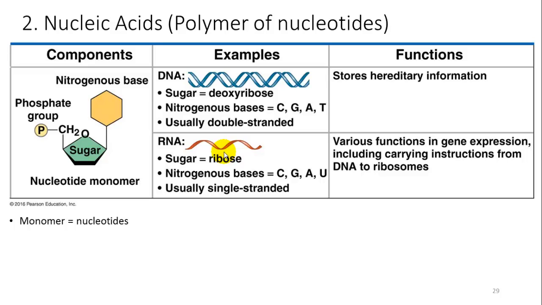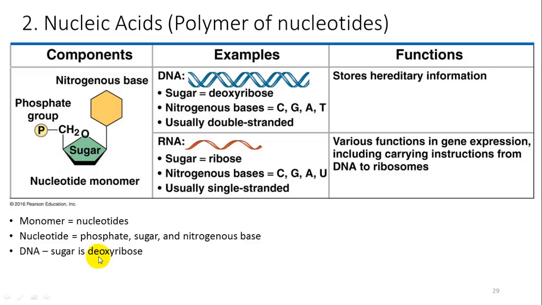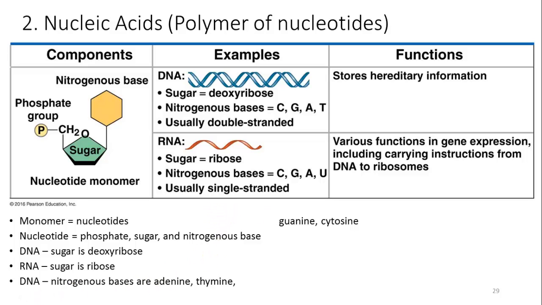All right, nucleic acids then are another macromolecule. Their monomer is called a nucleotide. A nucleotide is made of a nitrogenous base, a phosphate group, and a 5-carbon sugar. And the sugar is either deoxyribose or ribose. If it's deoxyribose, then it's called deoxyribonucleic acid, or DNA. If it's ribose, then it's ribonucleic acid, or RNA.